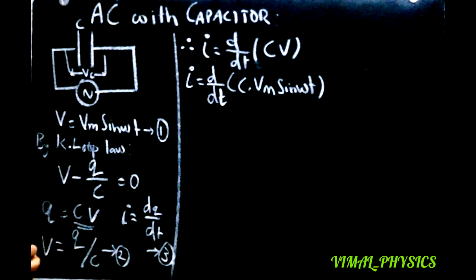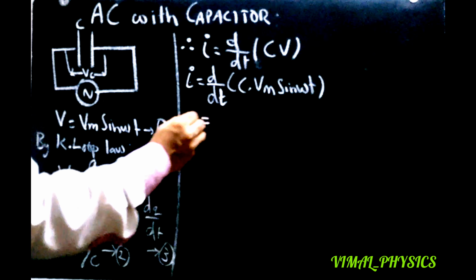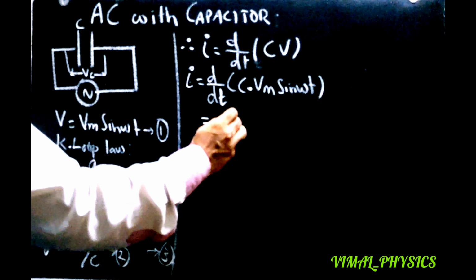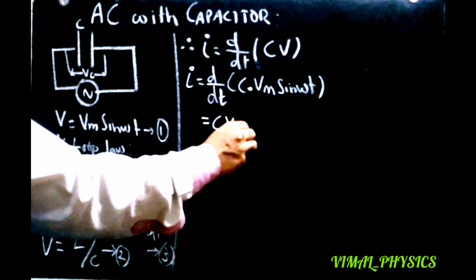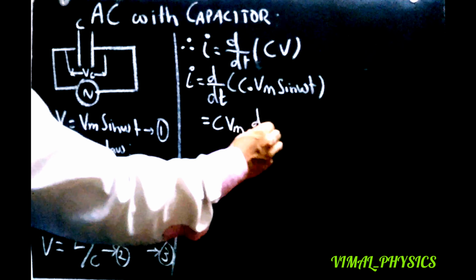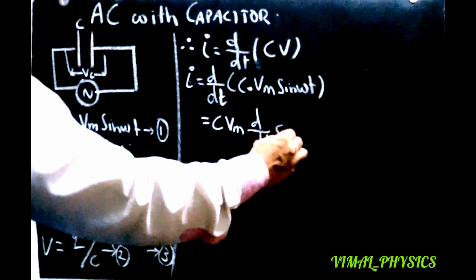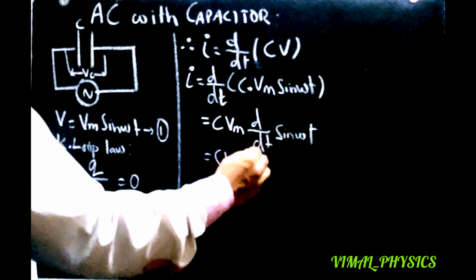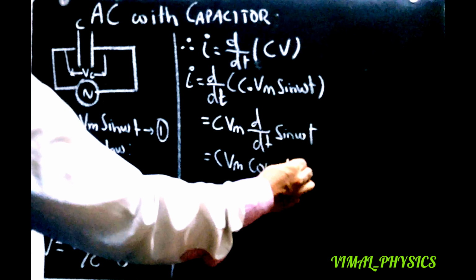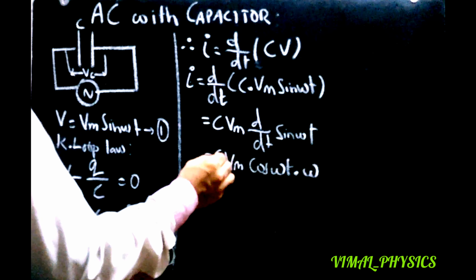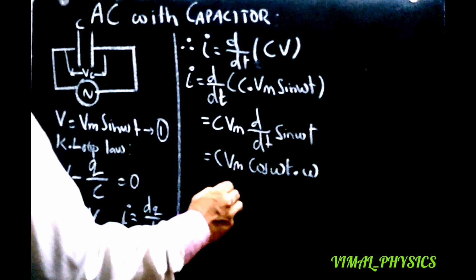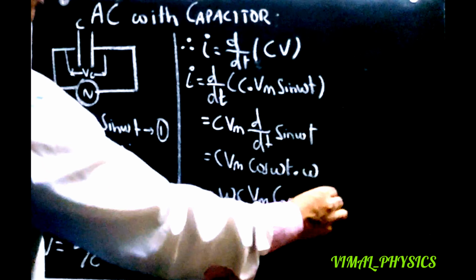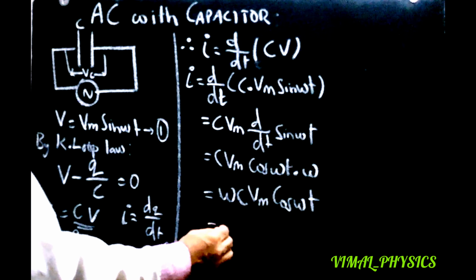Here we are going to differentiate it. C and Vm are constant, I take them outside. C into Vm, d by dt of sin omega t. A normal simple differential method we are going to use. C into Vm. When you are differentiating it, it becomes cos omega t. And once again, when differentiating omega t, you will get omega. So, omega C Vm cos omega t will be the expression.